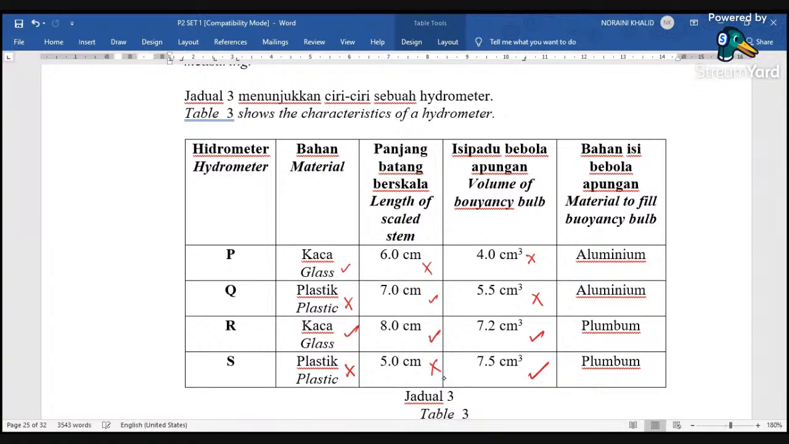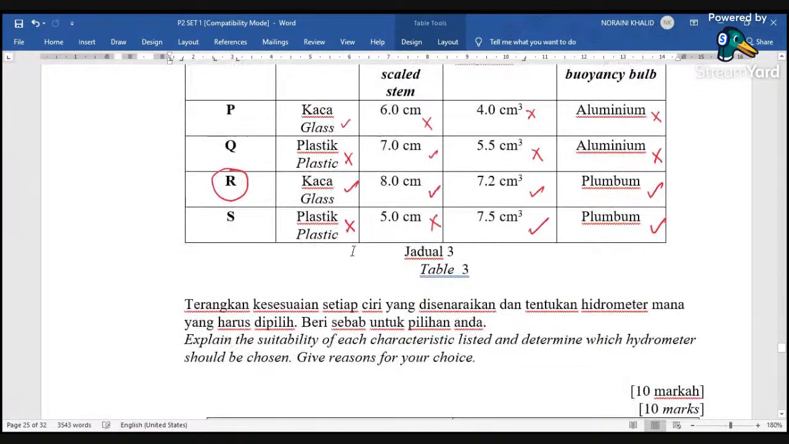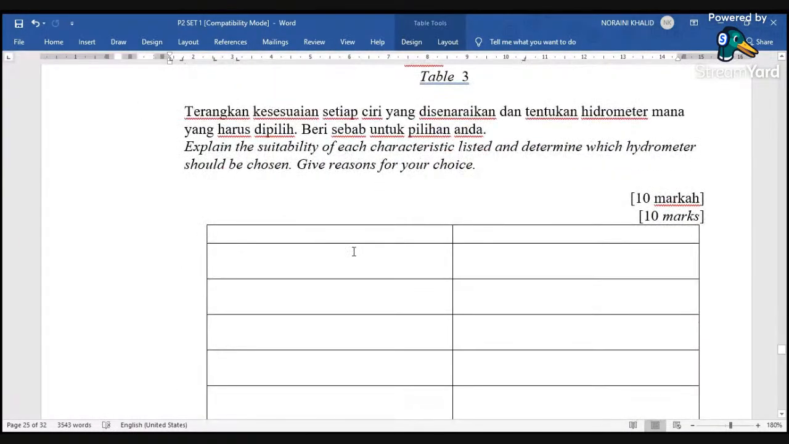Material to fill buoyancy bulb. Aluminium or plumber, we need to use which is higher density. Okay, I don't want this one, aluminium. Choose plumber. Okay, so from here the most thick is R. So I will choose R. Okay, same thing as the question number 9. Write down characteristic and reasoning.